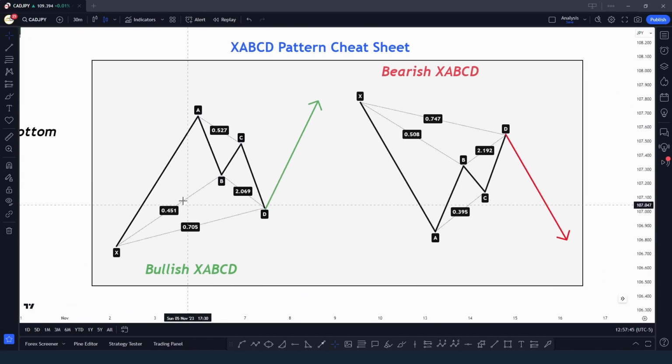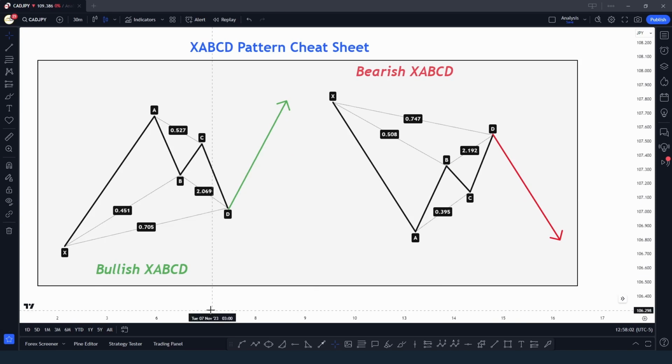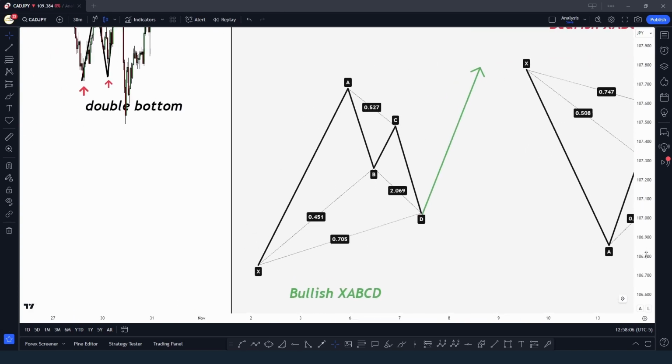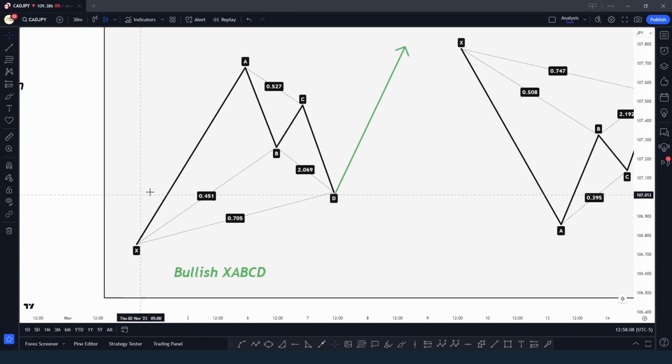There are two types of the XABCD pattern. The first one is the bullish and the second one is the bearish. As the name suggests, the bullish one forms within the bullish trend and the bearish one is found in the bearish trending markets. Now let's go ahead and talk about how you can identify the XABCD pattern, and we're going to talk about the bullish XABCD in detail.